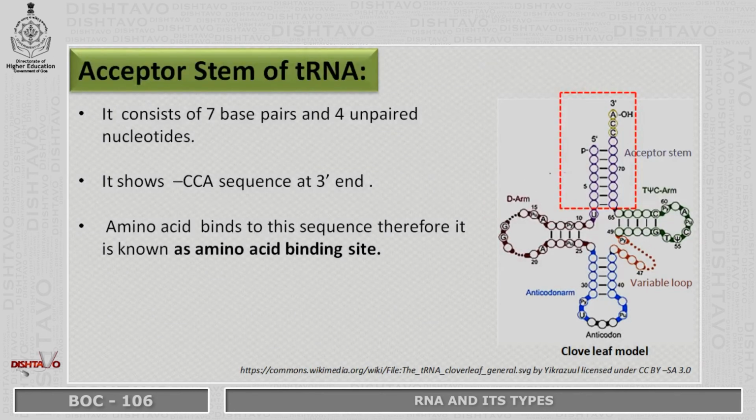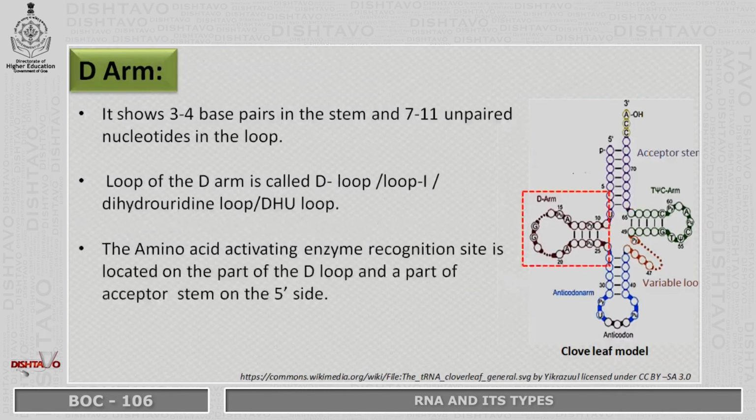Acceptor stem of tRNA. It consists of 7 base pairs and 4 unpaired nucleotides. It shows CCA sequence at the 3' end. Amino acid binds to this sequence, therefore it is known as the amino acid binding site. This you can see in the shown diagram.